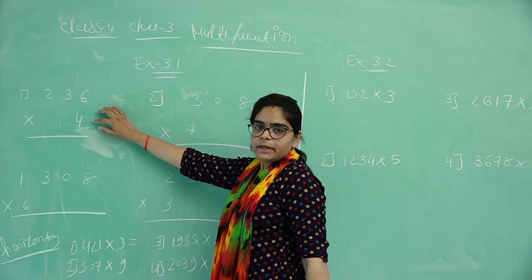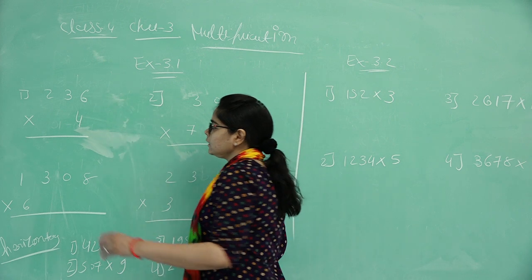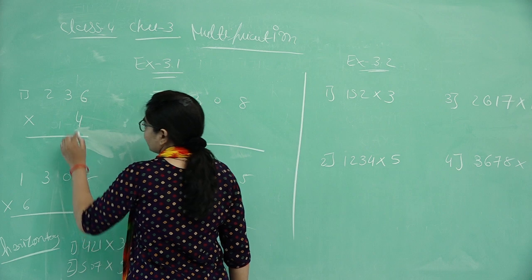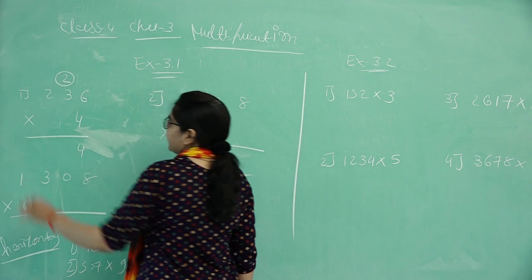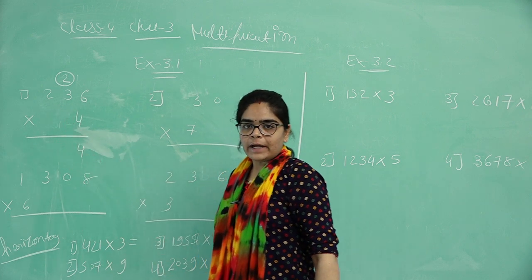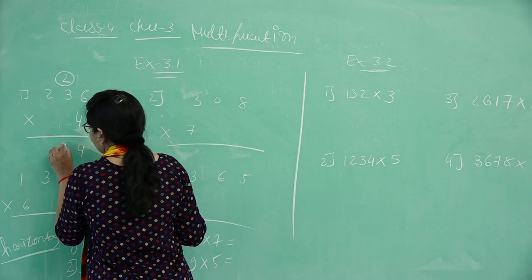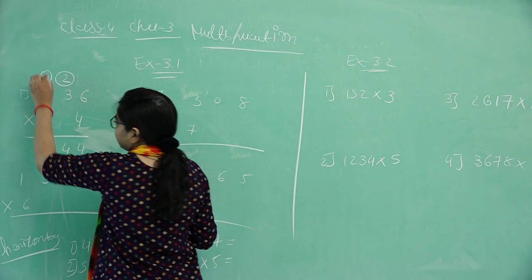Which table is given? 4. Then 4 6s are, how many are there? 24. So 4 here and 2 carried over down here. Then 4 3s are 12. 12 plus 2, 13 and 14. 4 here, 1 carry over.